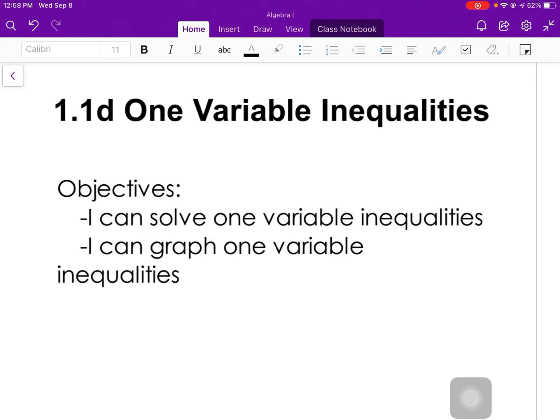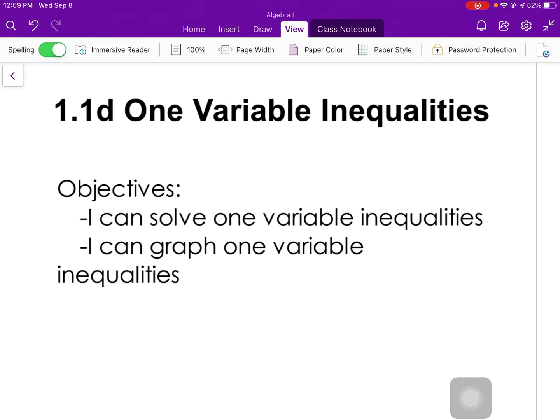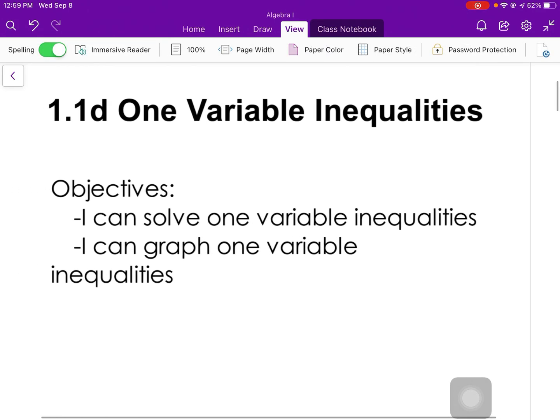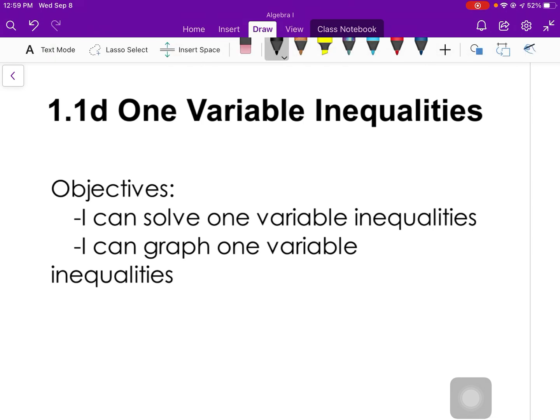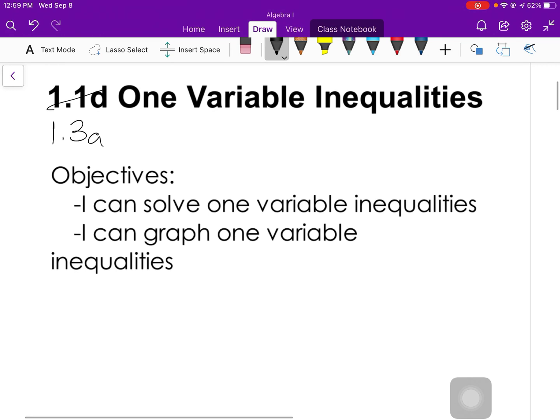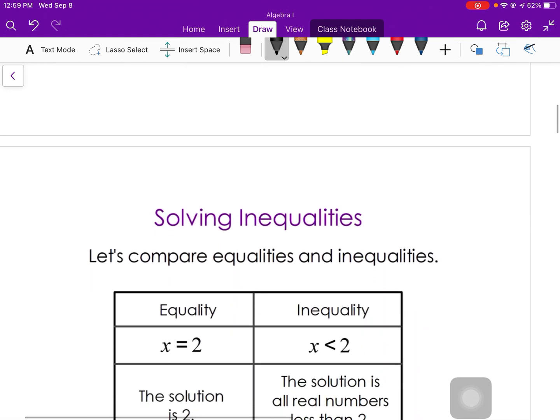Okay, solving one variable inequalities. I will have to admit that it probably was 1.1D last year, but for the purpose of this class right now, it is going to be 1.3a. It doesn't matter. But we're going to solve an inequality, and then we're going to graph that inequality, not on graph paper, but basically just on a number line.